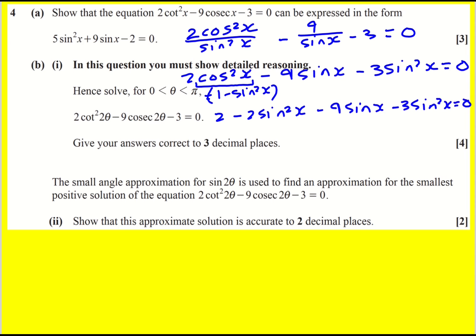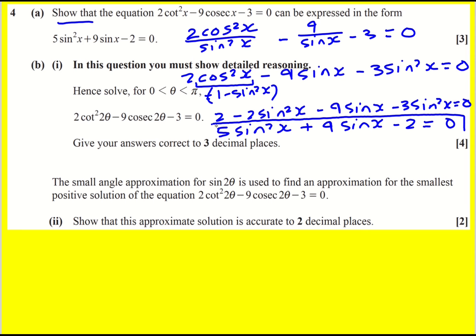Just need to rearrange it now. I think I can go straight there. It's just going to be 5 sine squared x, because I'm going to get minus 5 sine squared x, but add it to both sides, get it onto the right. Then plus 9 sine x minus 2 equals 0. It is a show that, but I feel like it's not like I need to show more steps there.